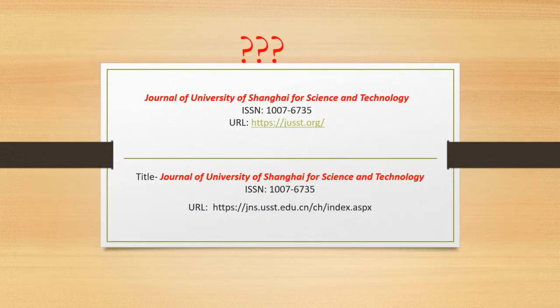We have taken one example to show how to find out a cloned journal and how to escape from the proprietary journals. Now we have the Journal of University of Shanghai for Science and Technology with an ISSN number, and one more copy, Journal of University of Shanghai for Science and Technology, with the same ISSN number, and you can see that the URL is slightly different. How to find out which one is original, which one is clone?